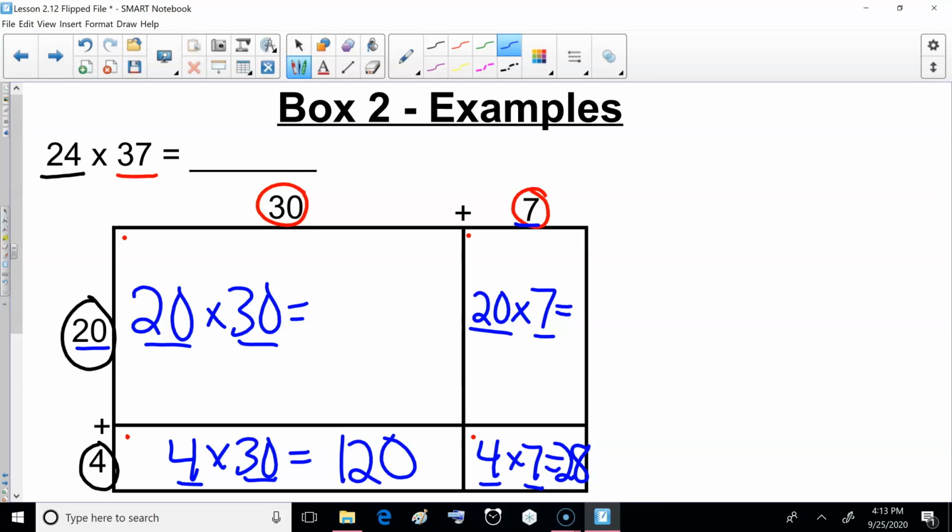Same thing on this box over right here. We have 20 times 7. So I have a 0 in the ones. I'm going to keep that 0 in the ones. And now I have 2 tens times 7, which would give me 14 tens, or we write it out as 140.